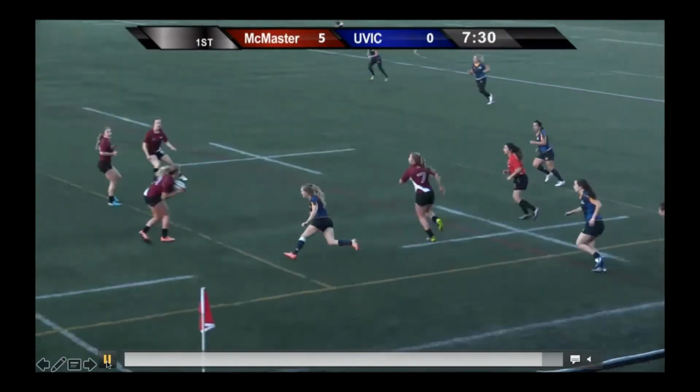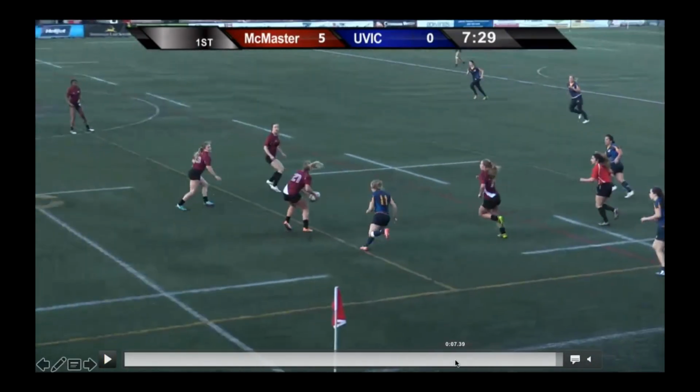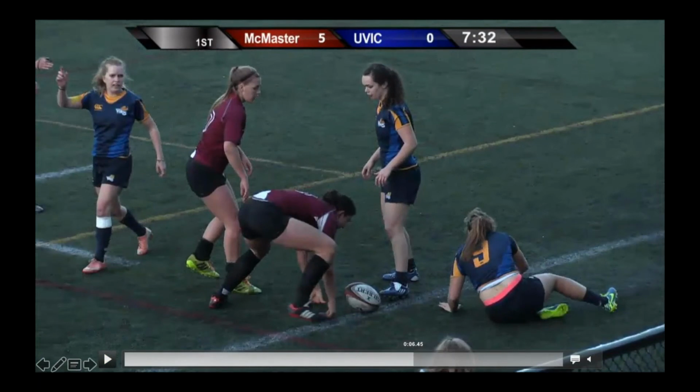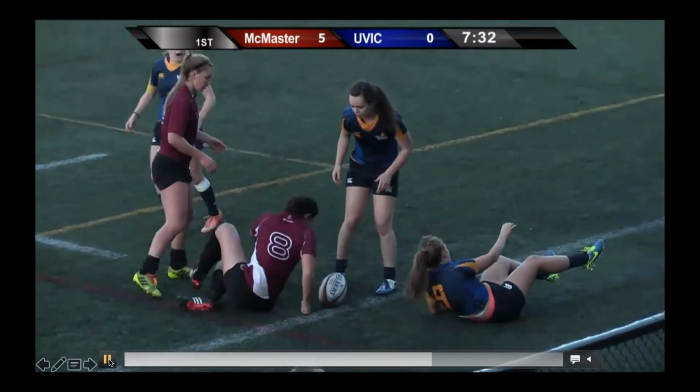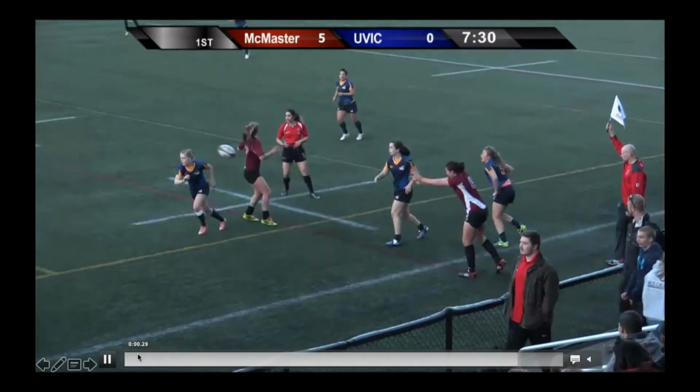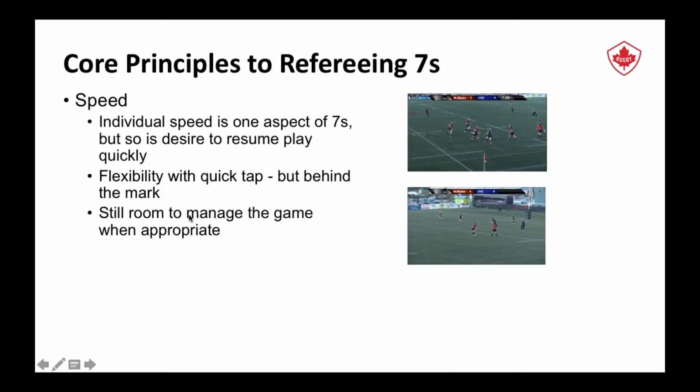So the red player does a really good job here of following the tackle, getting back to her feet, staying behind the mark where the ball needs to be thrown in, and throwing it in 5 meters, right? So good awareness by the AR and the referee to just take a look around. All good, let's play on, right? So finding ways to be able to play on, but just being very aware of what players are entitled to do in those positions.